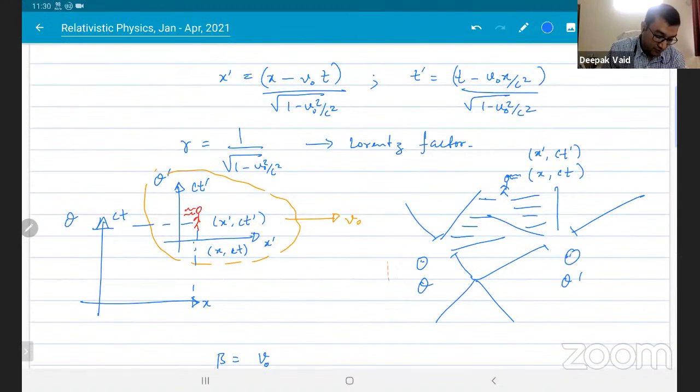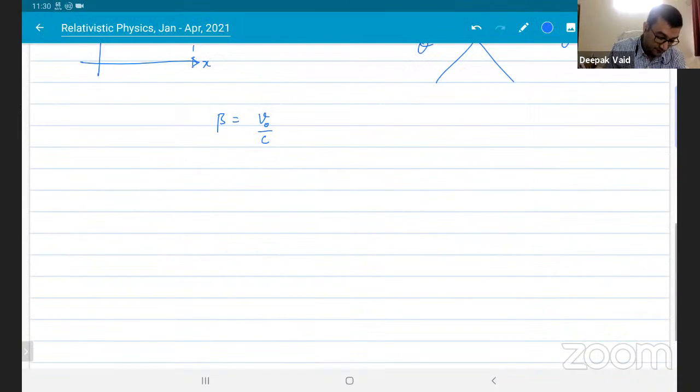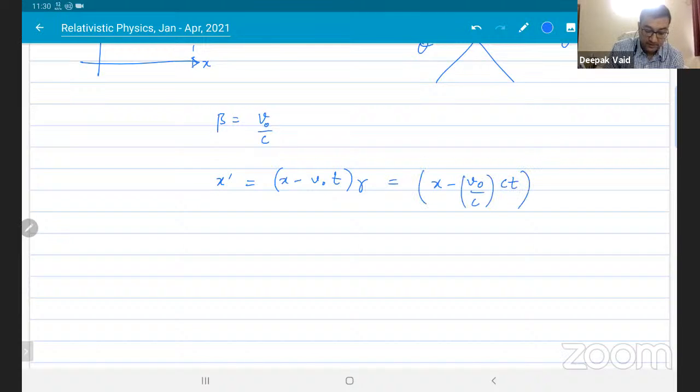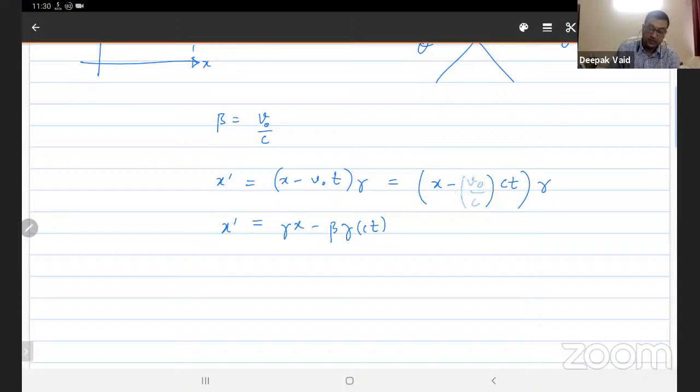If you look at these two expressions, the first expression, let's say x prime is equal to x minus v naught t, divided by gamma, and we write this as v naught by c. Then the other term has to be written as c times t. So this becomes gamma x minus beta gamma ct, because this quantity is beta.